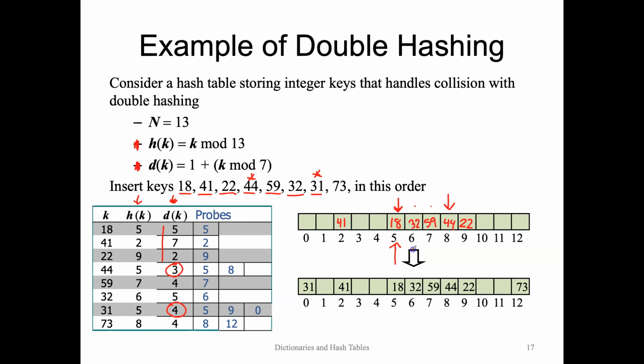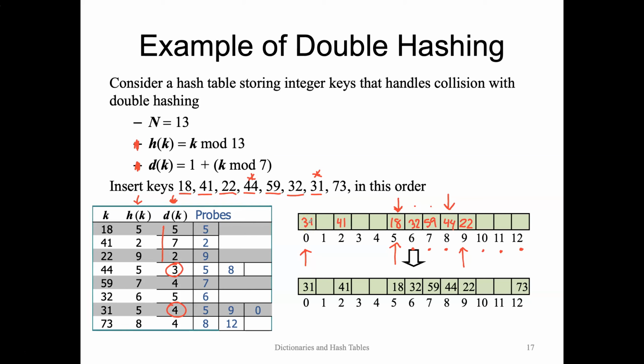This doesn't work, so we're going to move over 1, 2, 3, 4 positions. We're going to try at index 9. This is also occupied, so we're going to move over 4 positions from this one. So now we're going to try 1, 2, 3, wrapping around the array as we need to, 4, until we find index 0, which is free. So now we can insert 31 here.